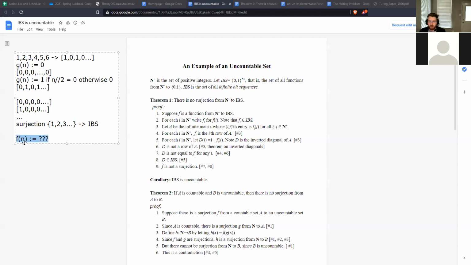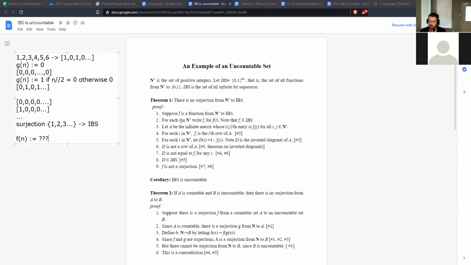Does anybody not have an idea of the form this can take? Any possible function you could think of that maps 1, 2, 3, 4, 5, 6, and so on into an infinite bit sequence. All right. I don't have any objections. So we've got some function f.